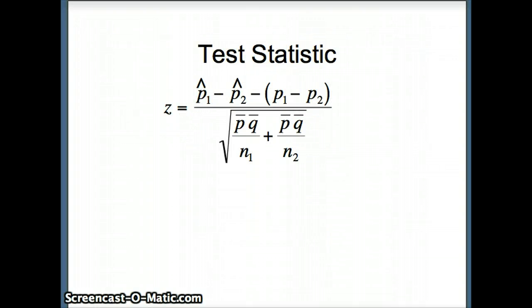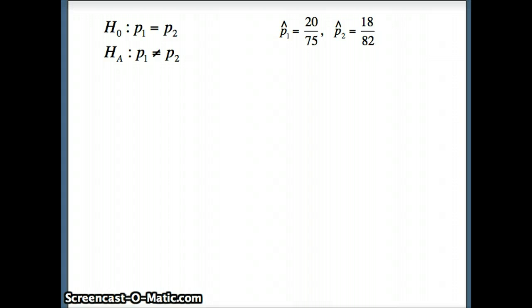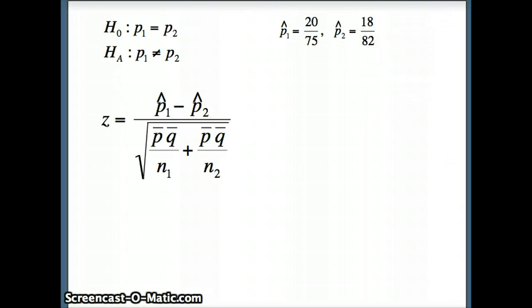So there's our test statistic, but remember, P1 minus P2 in our H0 was 0, so we're going to just make this 0 and work with a simpler version of this test statistic. That's the form we like to use. So there's our H0 and HA. P1 hat, 20 out of 75, P2 hat, 18 out of 82. There is our test statistic.